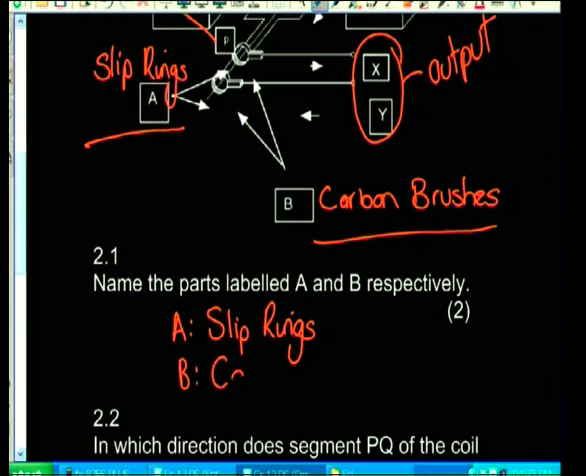B, carbon brushes. Please don't just go slip rings and carbon brushes. We really need to know which one's which. Okay, very, very, very important.